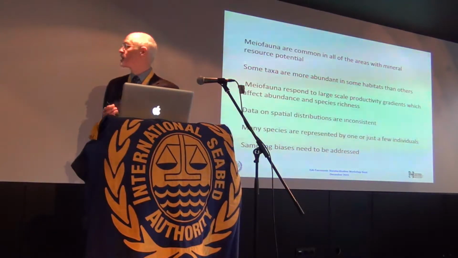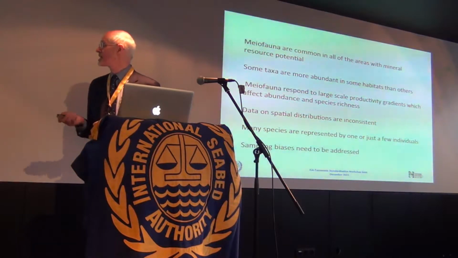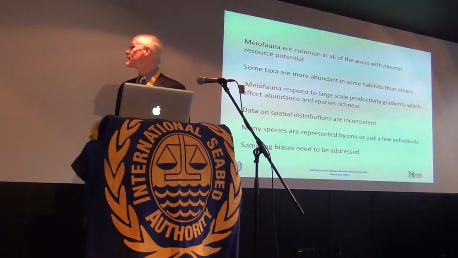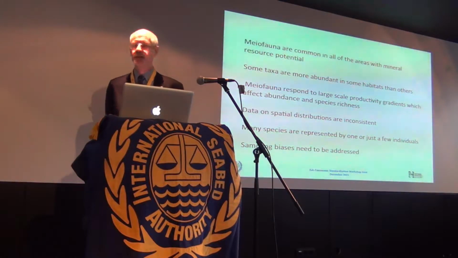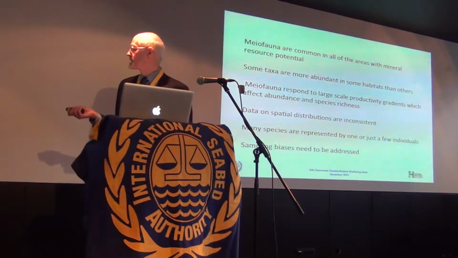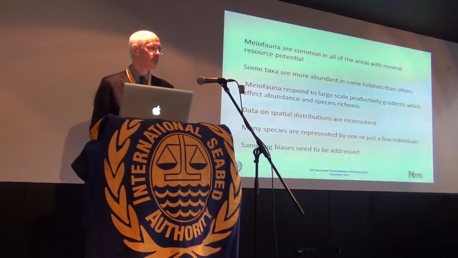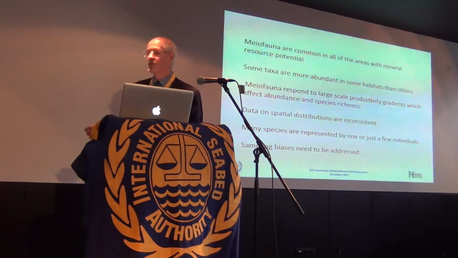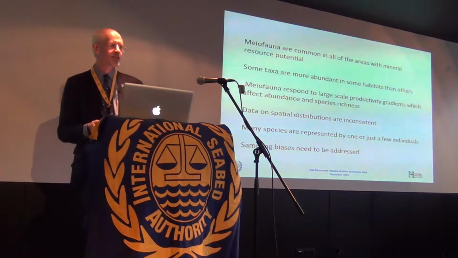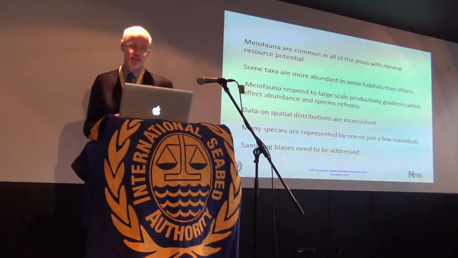So, meiofauna are common in all areas with mineral resource potential. Some taxa are more abundant in some habitats than others. Meiofauna respond to large-scale productivity gradients, which affect their abundance and their biodiversity. But the data we have on spatial distributions is inconsistent. Many of the species are represented by only one or just a few individuals in the sampling programs we have at the moment, and sampling biases need to be addressed.